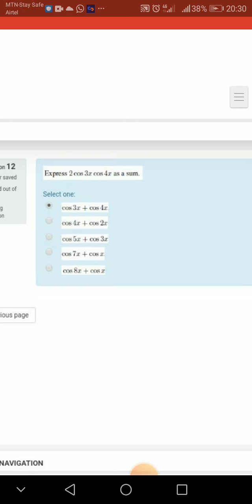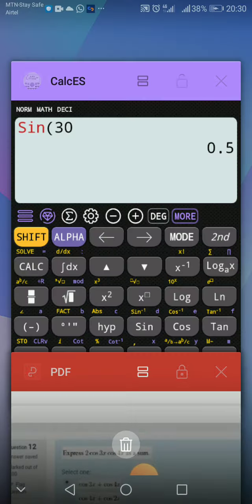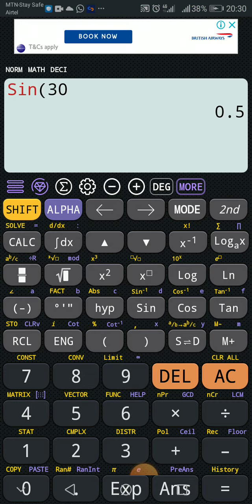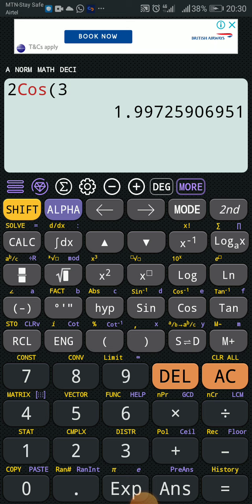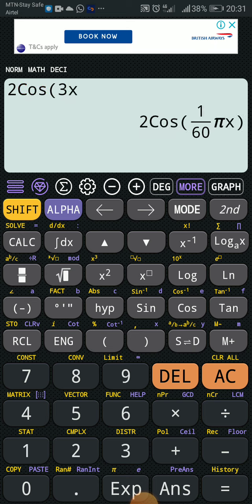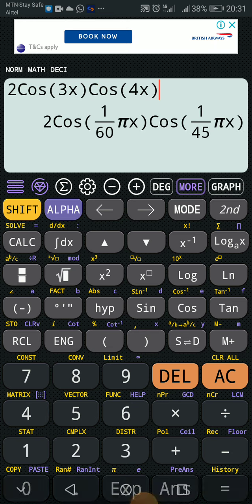Okay, we are going to try the same here. It says express 2 cos 3x cos 4x as a sum. Beautiful. The same thing. So I'm going to write 2 cos 3x cos 4x. So let's see. Say 2, then cos 3x is, sorry, that's 3, then alpha x, close the bracket, cos 4x, right? Cos 4 alpha x. I hope I'm sure. Let me check that.